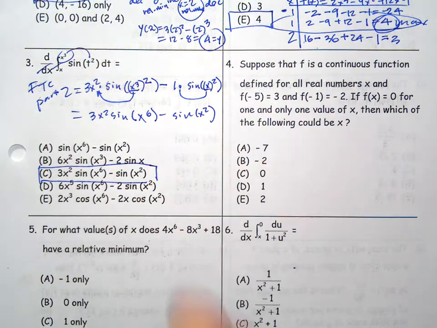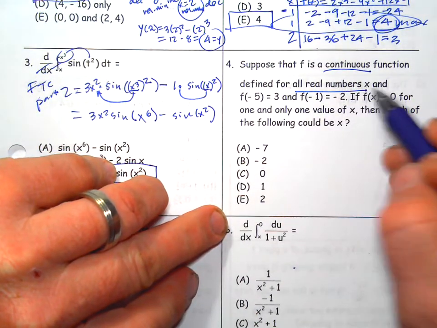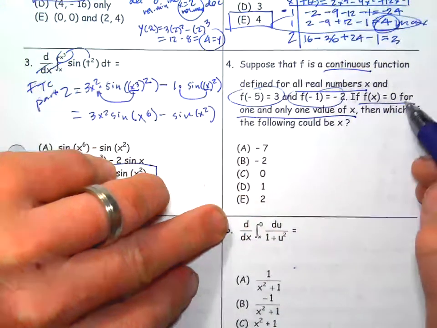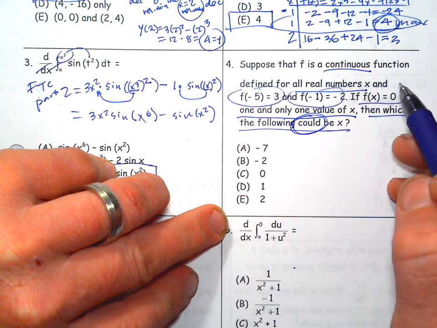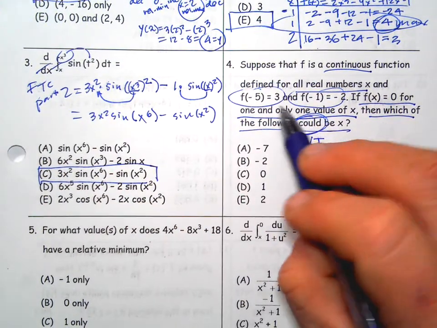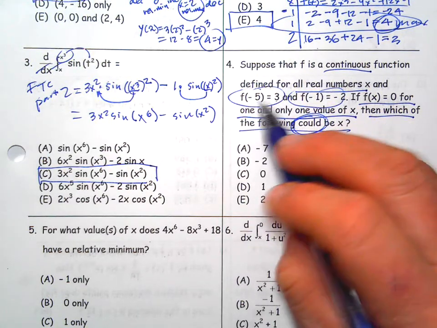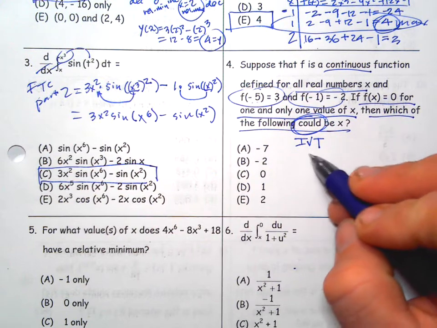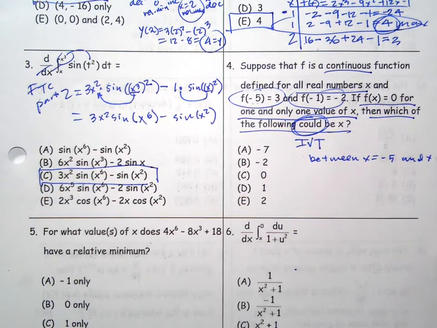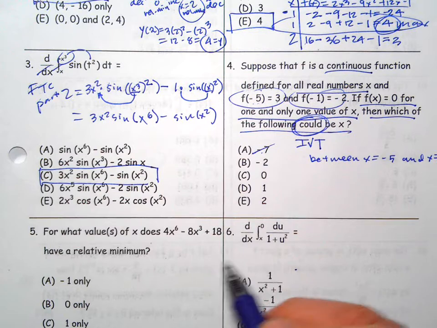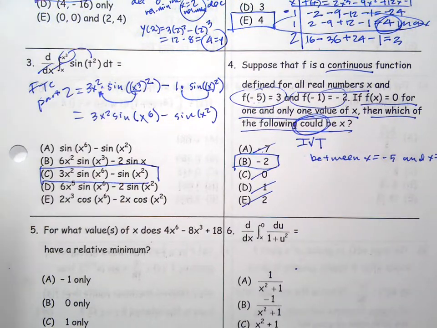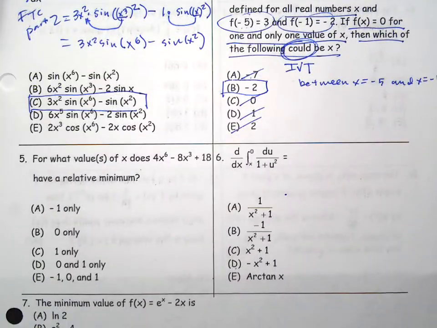Number 4, suppose that f is a continuous function defined for all real numbers. They give you a value here, another value. It says f equals 0 for one and only one value. They're saying if that's true, then which of the following could be x? So this is the intermediate value theorem. It's got to go from 3 to negative 2, so it's got to hit 0 somewhere between x equals negative 5 and x equals negative 1. So it can't be negative 7. It can't be 0, 1, or 2. It would have to be negative 2 as far as those possible values. So that's intermediate value theorem.